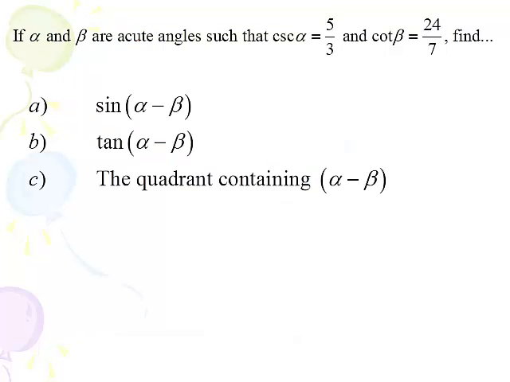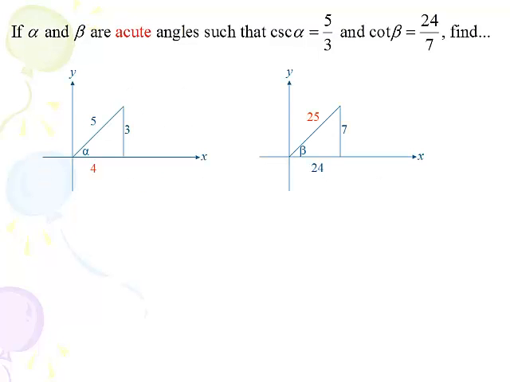And so here we've got alpha and beta are acute angles. Cosecant alpha is given. The cotangent of beta is given. And we're going to find the sine of alpha minus beta, the tangent of alpha minus beta, and the quadrant containing alpha minus beta. And I might add, we'll be able to also use these two to find the cosine of alpha minus beta. So just like we did before, we draw the triangles in quadrant 1.